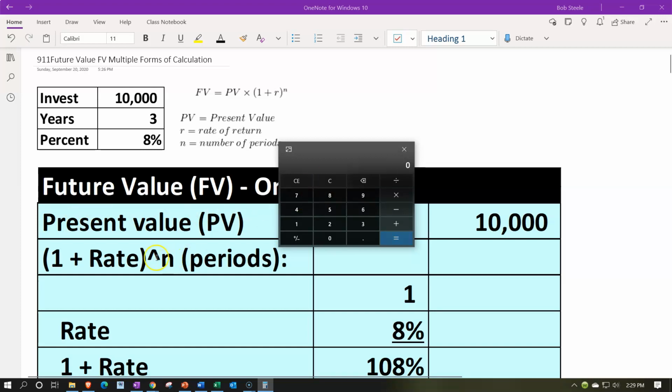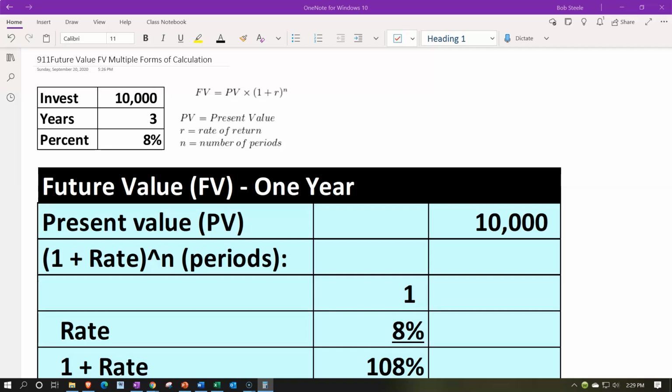You could do the same thing by saying, I'm going to multiply this by 108%. So 108% would be 1 plus 8%, 0.08. And so let's do that again. 1 plus 0.08, that would be 108%, times the 10,000. And that would be our 10,800. That's where we would stand then at the end of that time period.